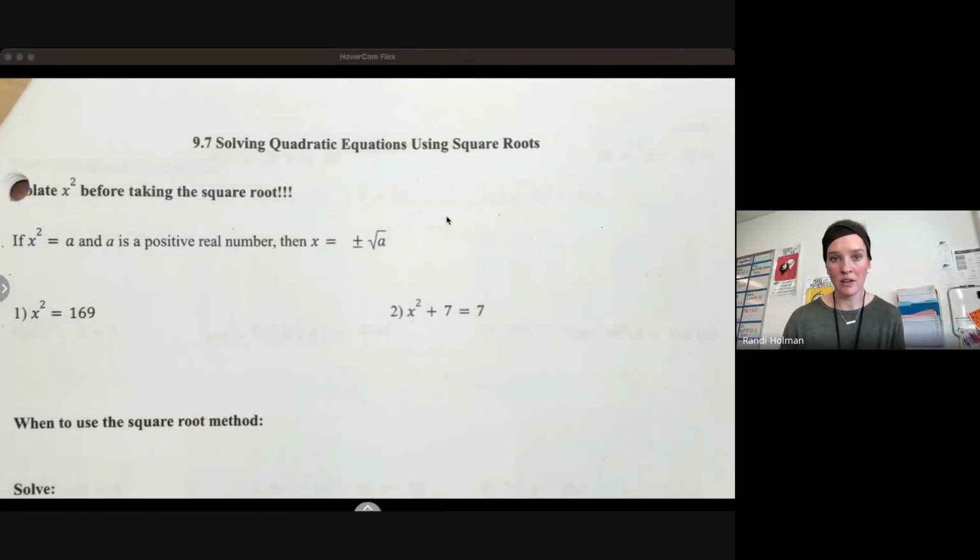Welcome. In this video, we're going to look at solving quadratic equations using square roots. This really isn't a new tool. It's a tool that you've been using to solve equations in general. It's just using our inverse operations to isolate our variable, just like we've been doing so far.